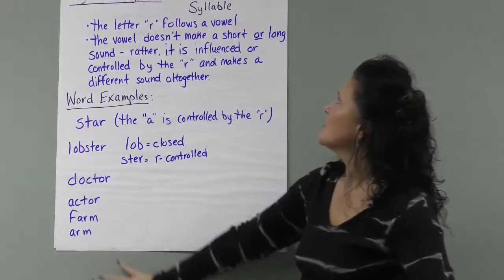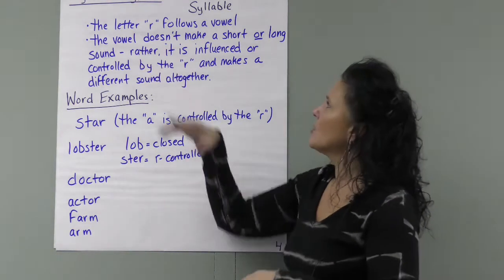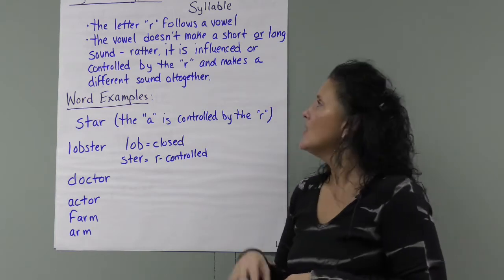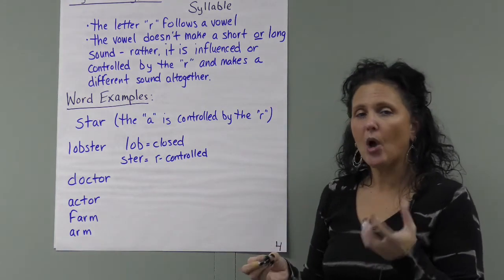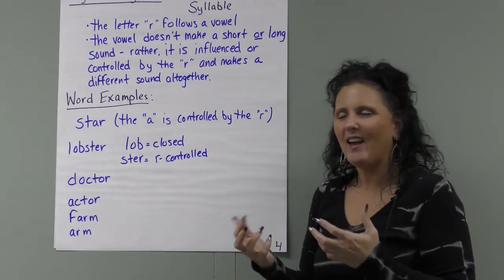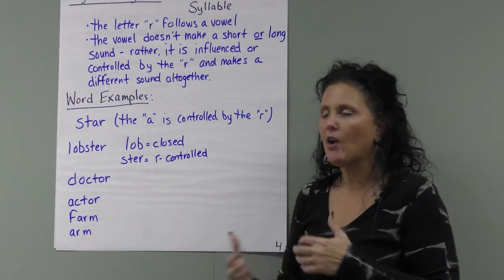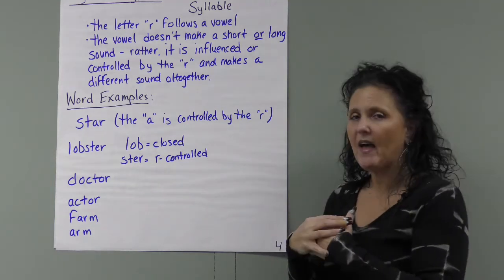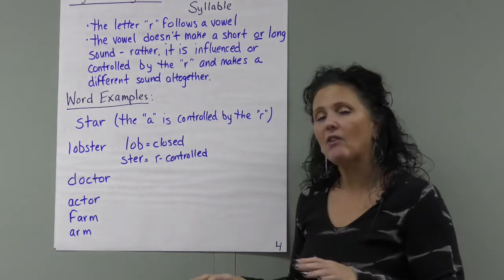The 5th type is called the R controlled syllable. This letter R is going to follow the vowel, right? So the vowel doesn't make a short or a long sound. We don't have a short O, a long O. Rather, it is influenced or controlled by that R. That R is influencing that vowel, and it makes a different sound altogether, right? It doesn't sound like a vowel.